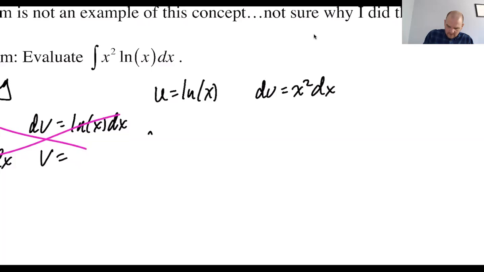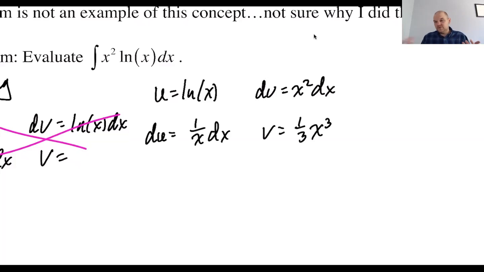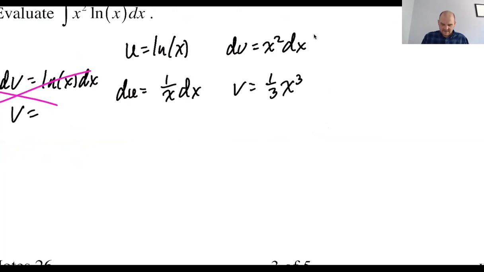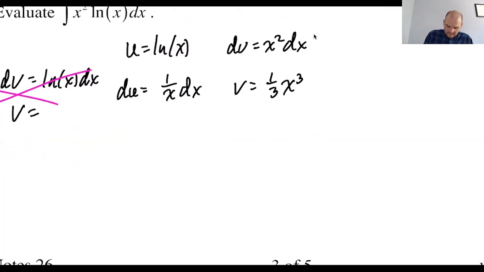So let's see. So du is 1 over x dx. And then v, we have to integrate, is 1/3 x cubed plus c, but we don't write it. Look at that, v du, right, is going to be 1/3 x cubed times 1 over x, so it's just going to be 1/3 x squared. I can totally do that. So this, it turns out, is actually a pretty direct problem to do.